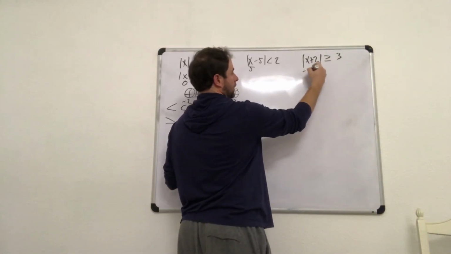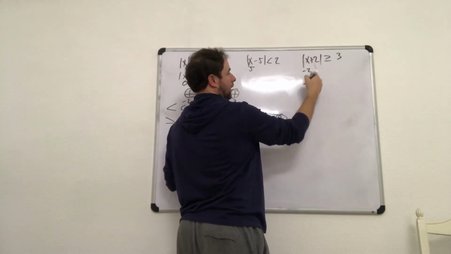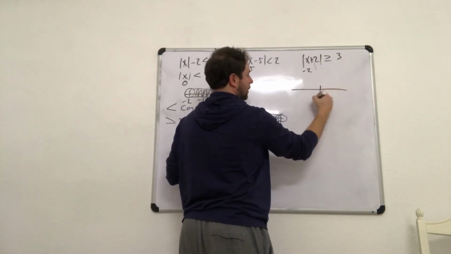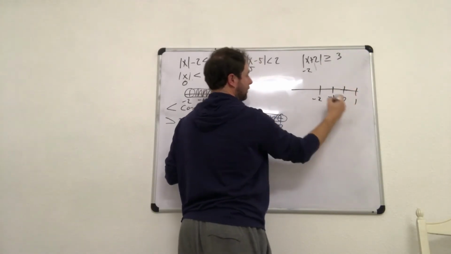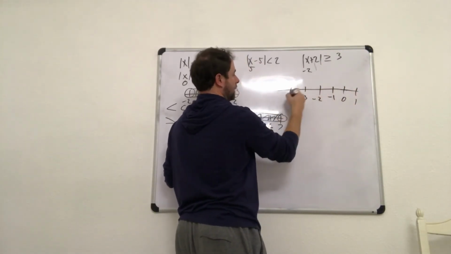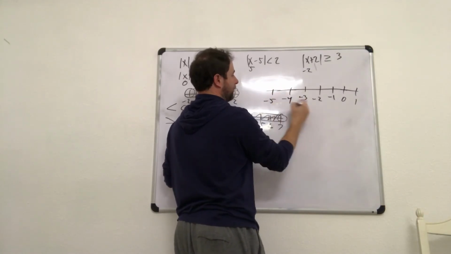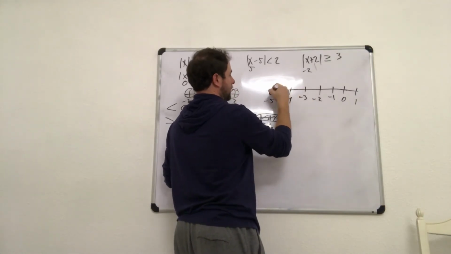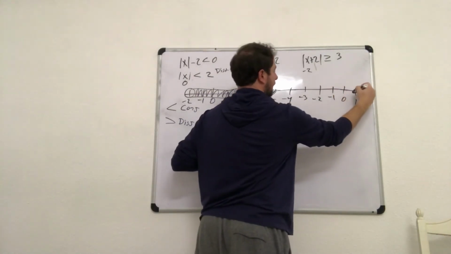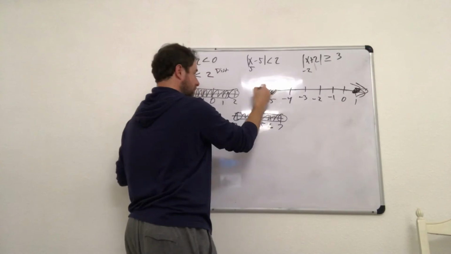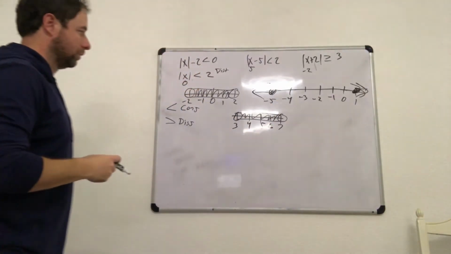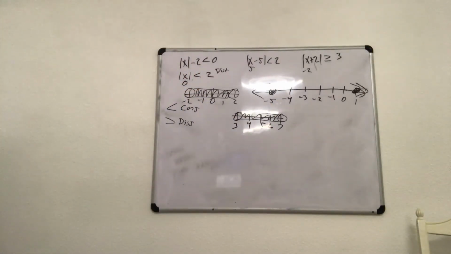And for our last one, the absolute value is already isolated. The origin is negative 2 right here. We're going to go 3 either way. So we'll go negative 1, 0, 1, and we're going to go negative 3, negative 4, negative 5. It's going to be equal to, and it's greater than, so it's actually going to be a disjunction and go outward. So these are the 3 ways to graph the different types of absolute values.